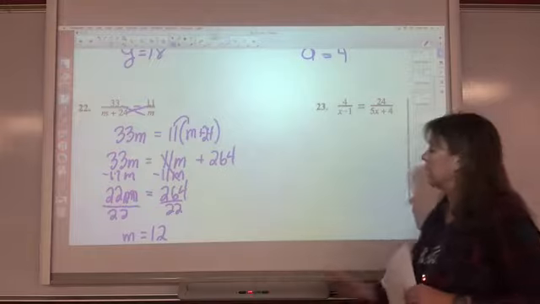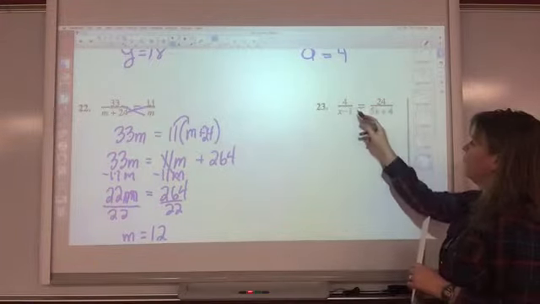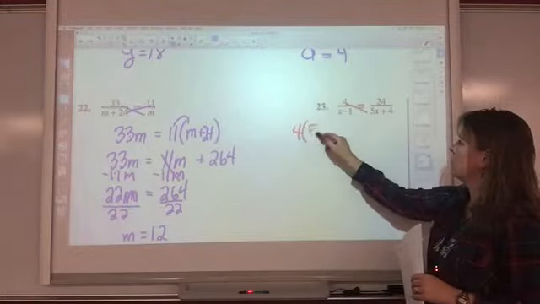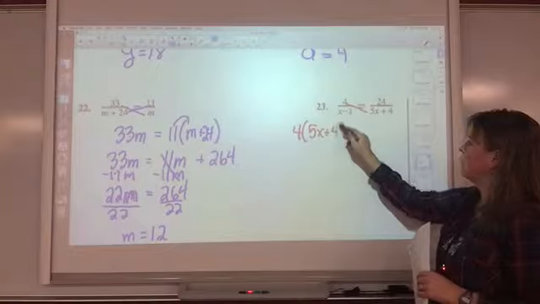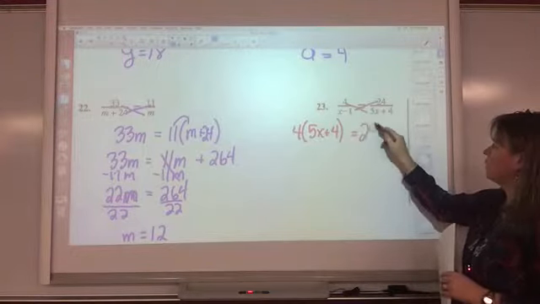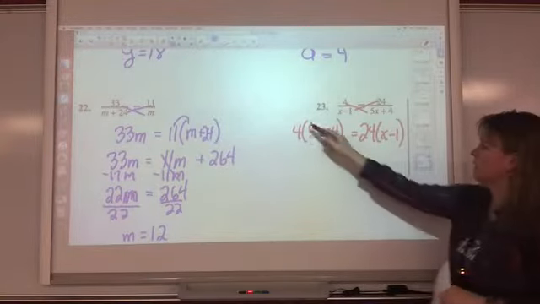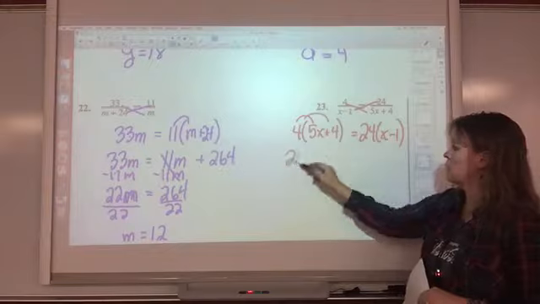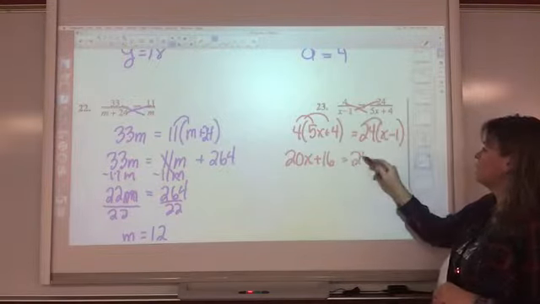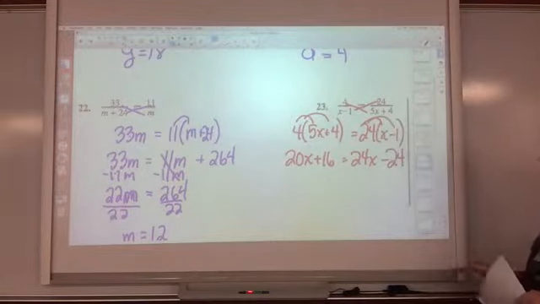Another little bit more complicated distributive property, because you have expression in both fractions, both ratios. I'm going to go this way first. You have the option of going the other way first. 4 times x plus 4, and then this way equals 24 times x minus 1. Distribute here 20x plus 16, and distribute here 24x minus 24. Do not lose that negative sign.